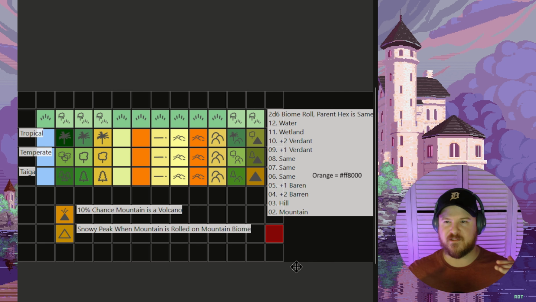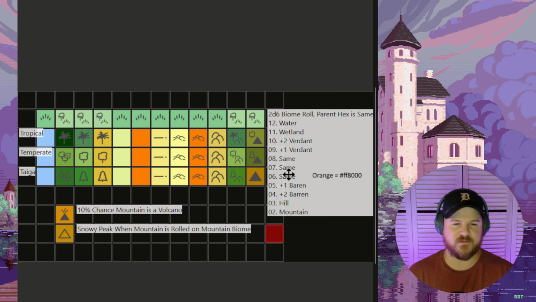But we use that 2d6, so it's got that not flat distribution, right? We have that pointed distribution. So the thing that's most likely to come up most of the time is that primary biome with the parent hex. So that's why we use it. And it's super simple, right?